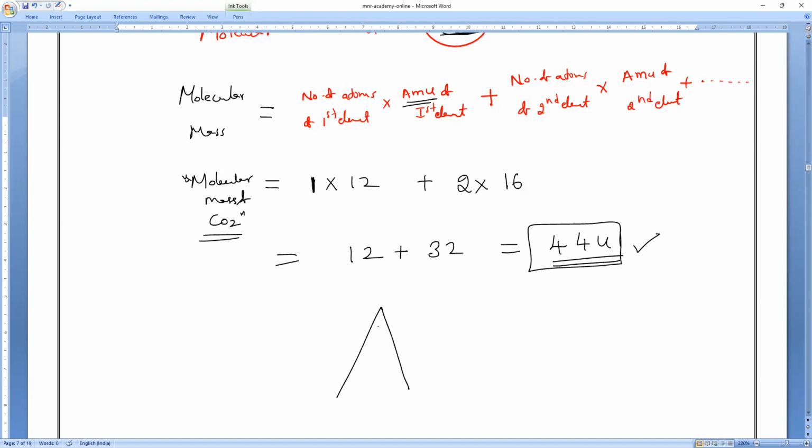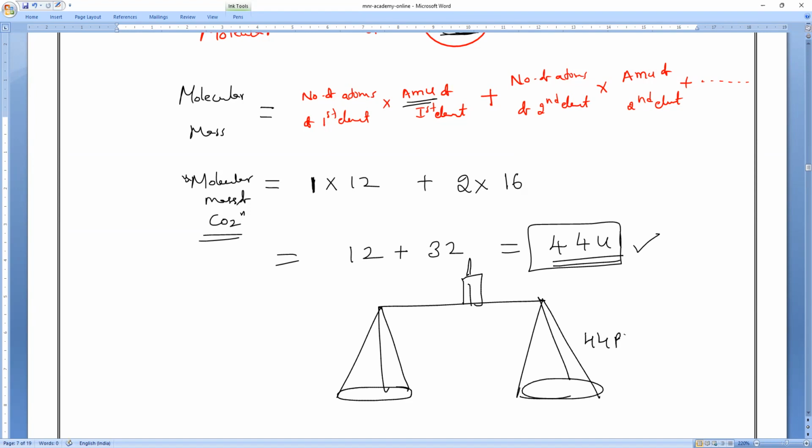It means one molecule of carbon dioxide is equal to how many parts of 1 by 12, everybody? 44 parts of 1 by 12 of the carbon. So I should put 44 parts of 1 by 12th of C12 atoms, which is equal to 1 molecule of CO2. Do you understand, everybody? So 44 parts of 1 by 12th of carbon atoms is equal to 1 molecule of carbon dioxide.